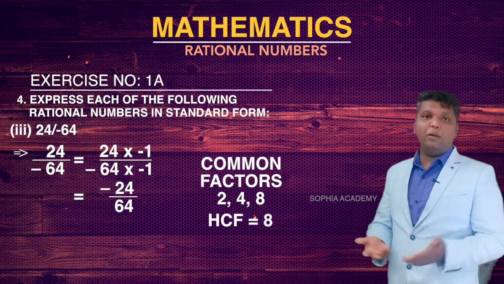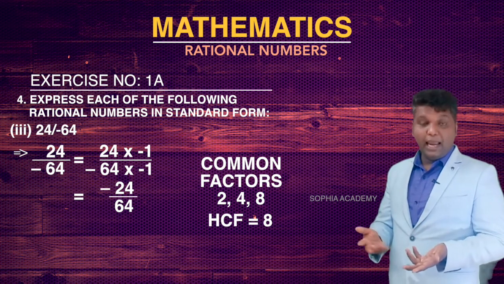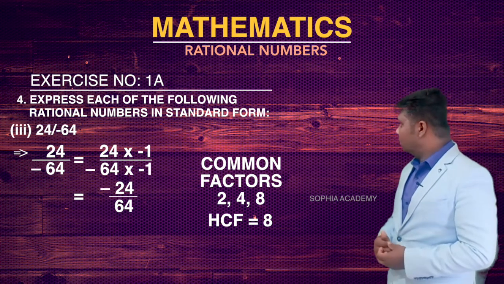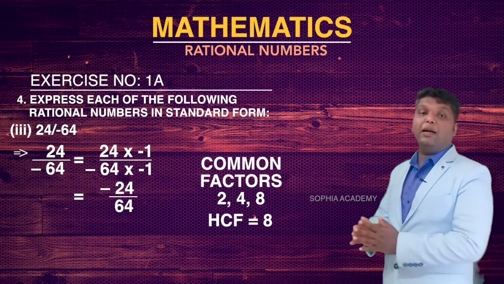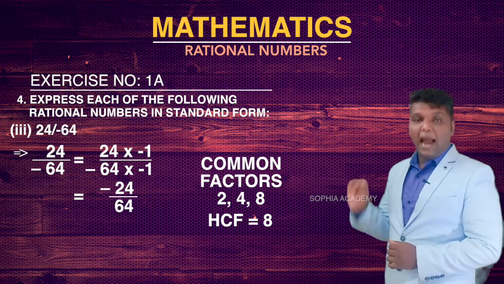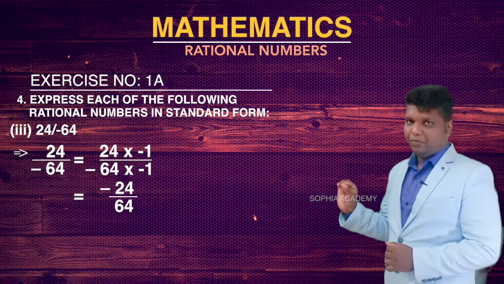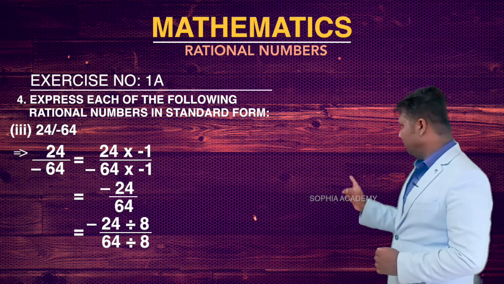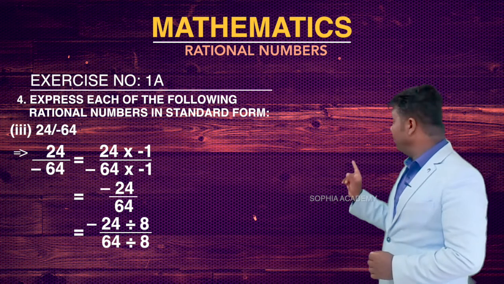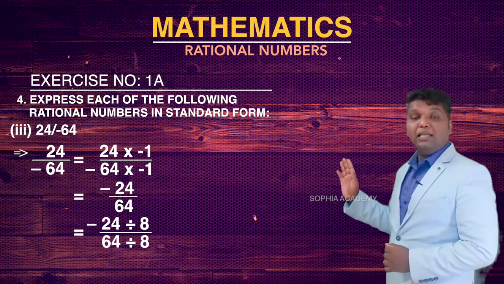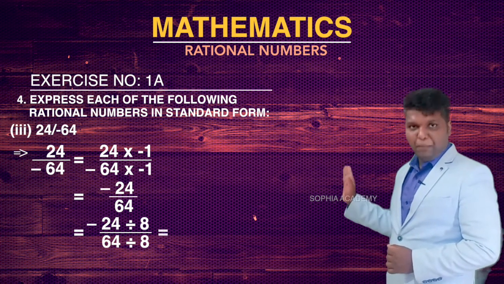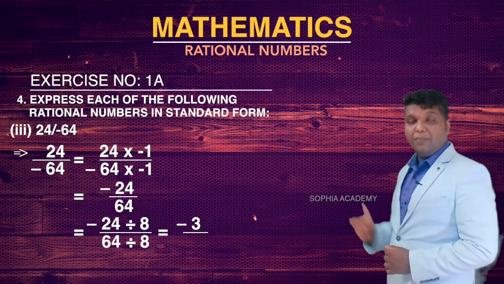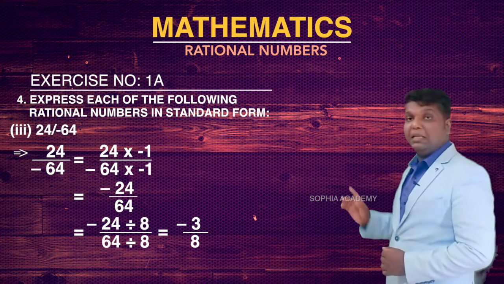8 is the highest common factor, the HCF, of 24 and 64. So straightforward, let us divide the numerator and the denominator by 8 itself. So next step, minus 24 divided by 8, divided by 64 divided by 8, that's equal to minus 24 divided by 8, which is minus 3, divided by 64 divided by 8, which is 8. So minus 3 by 8.